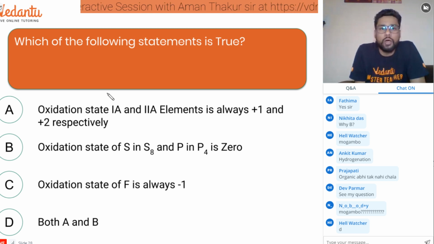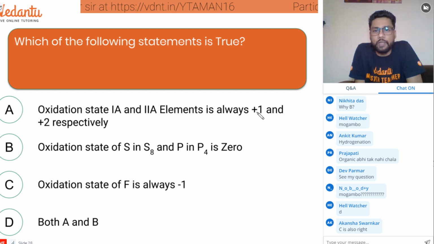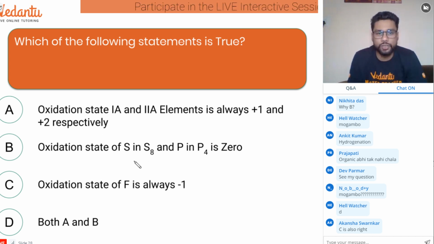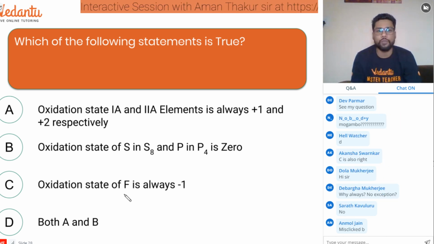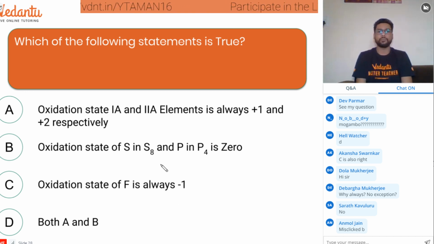36.84. Which of the following statements is true? Oxidation state of first and second group elements is always +1 and +2. Okay, correct. Oxidation state of S in S8 and P in P4 is 0. Absolutely correct. Oxidation state of fluorine is always -1. Even this is true. So I think the answer is ABC.